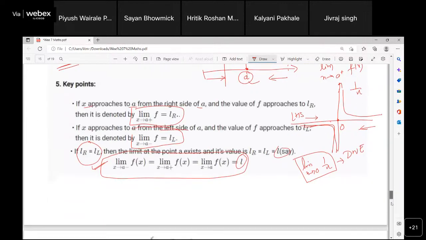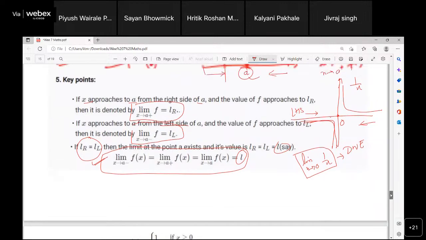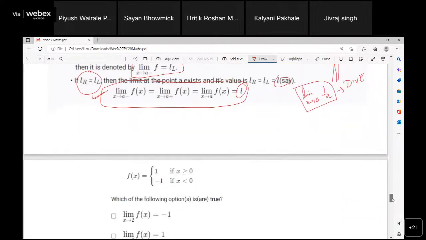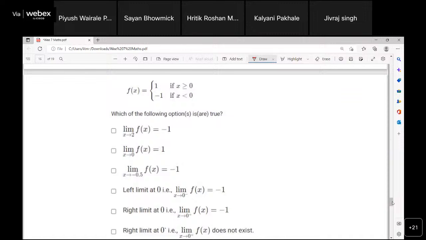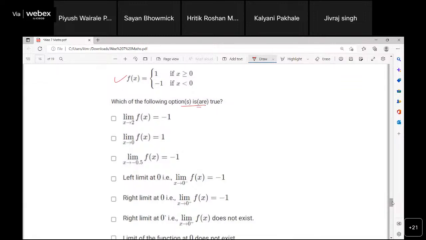Okay. Any doubt in the limit part? Anyone? How to find out the limit at a particular point? No, sir. Okay. Now let us take one example. This is f of x. Which of the following options are true? It equals 1 when x is greater than or equal to 0, and equals -1 when x is less than 0. So the limit as x tends to 0 of f of x equals -1. Is it correct? No, sir.